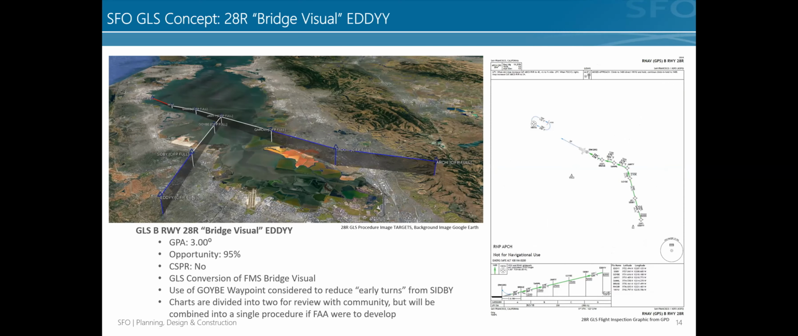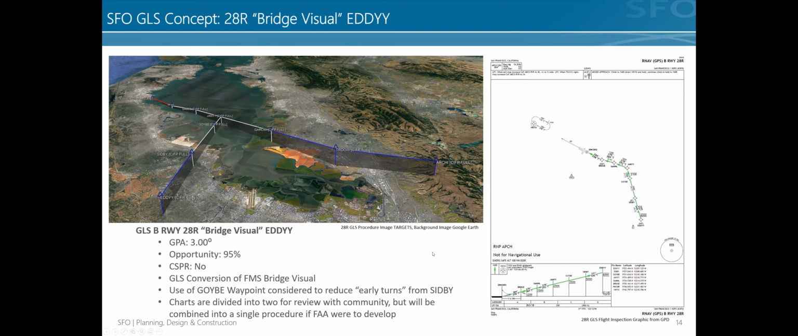The other, I think, exciting one that is maybe a new addition to folks who've been tracking this project for a while is the concept of looking at converting the existing FMS bridge visual into a GLS approach. Now this one is a great approach, we think, in terms of potential reduction in noise exposure. The challenge is that from a criteria perspective, there's a reason why the FMS bridge visual is called what it is, and it's not an actual instrument approach procedure today.